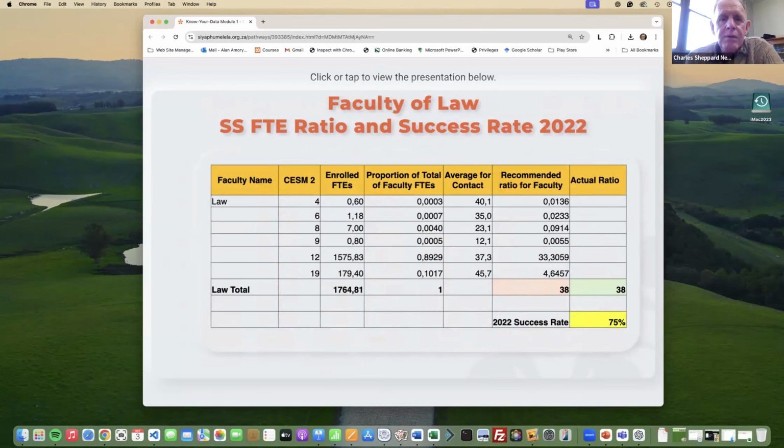Now, this is the Faculty of Law, the student staff FTE ratio and success rate of 2022. You can see the recommended ratio for the faculty. You can see there what I do. I take the SESMs, I worked out the enrolled FTEs. What proportion is this of the total faculty FTEs? And then what is the average ratios for the other contact universities? And then I work out a recommended ratio, which is now weighted based on the SESM enrollments in the faculty.